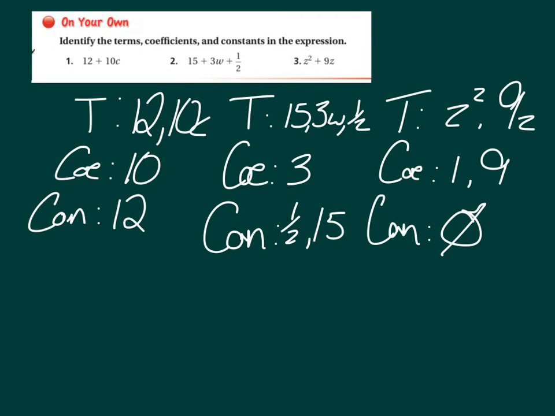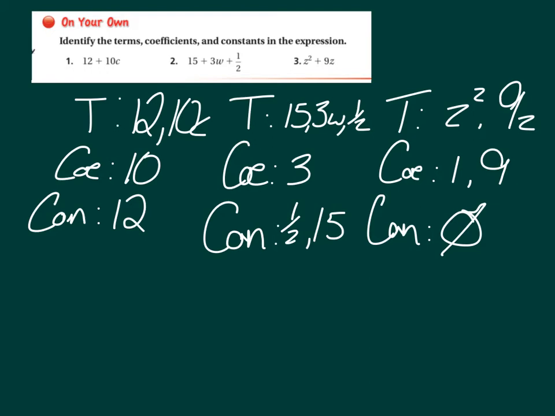Okay, so for the first one, the terms are 12 and 10c. The coefficient is 10 because that's a number that's with the variable. The constant is 12. That's the one that does not change. Number 2, your terms are 15, 3w, and 1/2. The coefficient is the 3. The constants are 1/2 and 15. Number 3, your terms are z squared and 9z. Your coefficients are 1 and 9, and you do not have any constant terms without a variable.